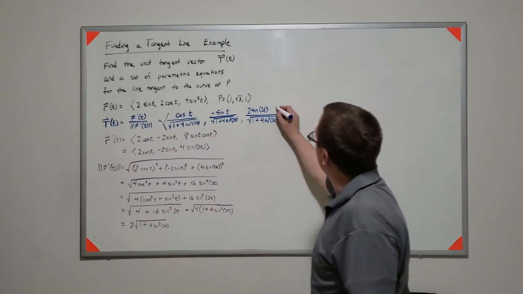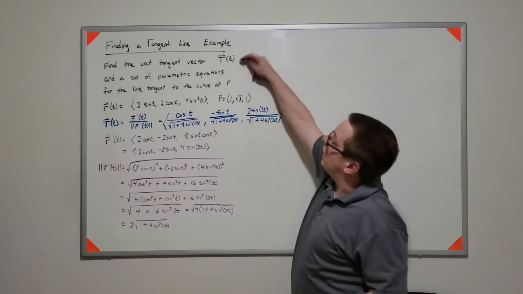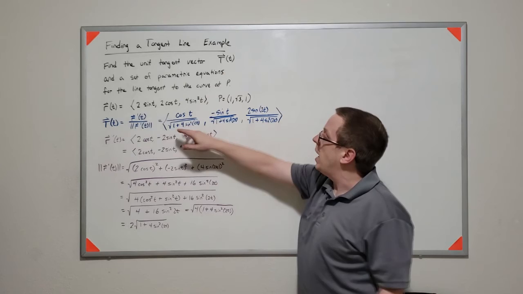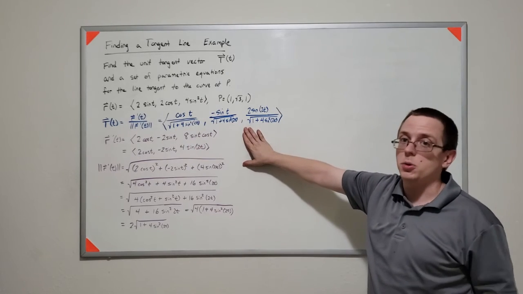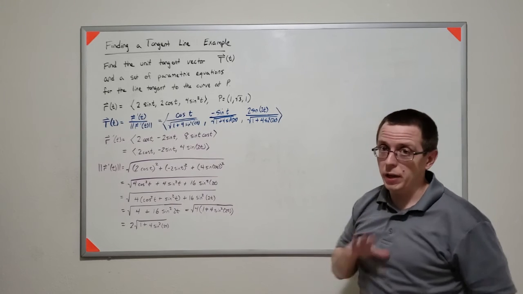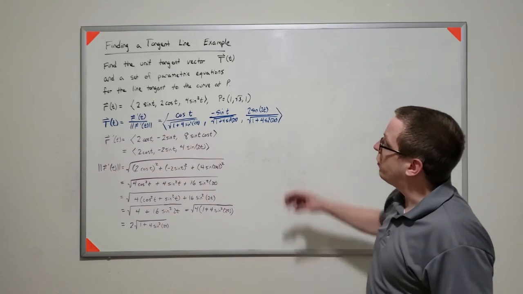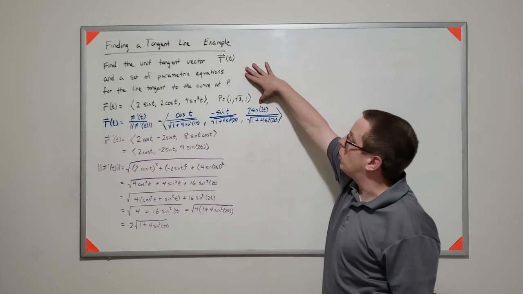So that's a lot. But that's the unit tangent vector. So we have gotten there. And you could take this magnitude to determine whether or not you think it really is a unit vector. It is. Then we want to find this set of parametric equations.